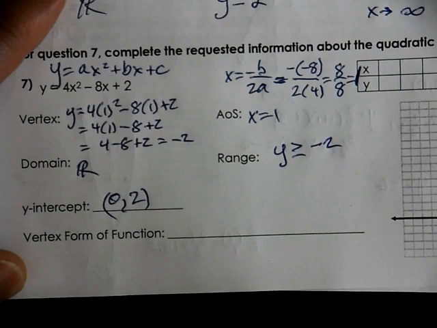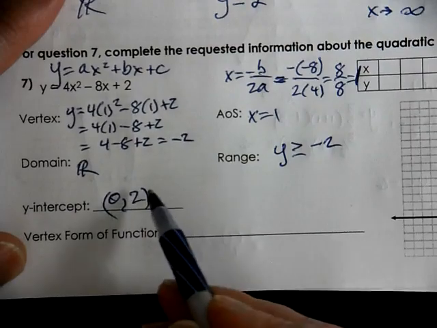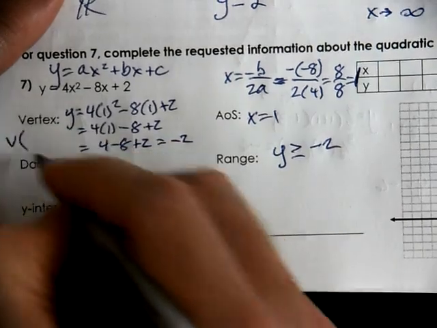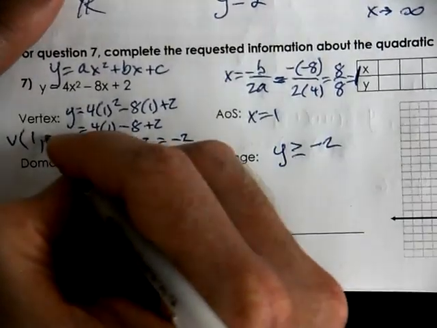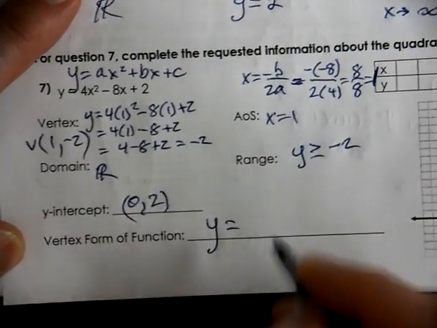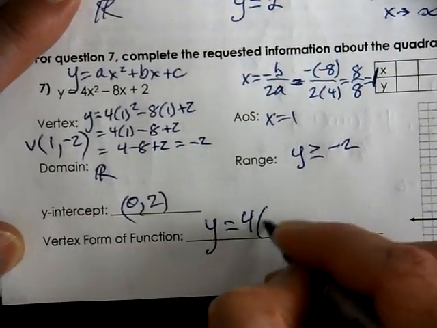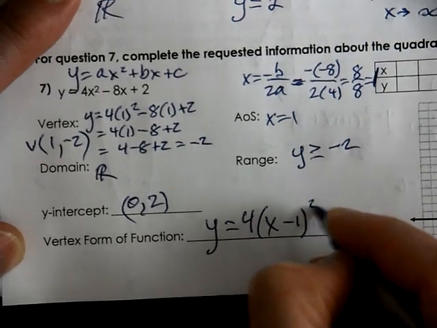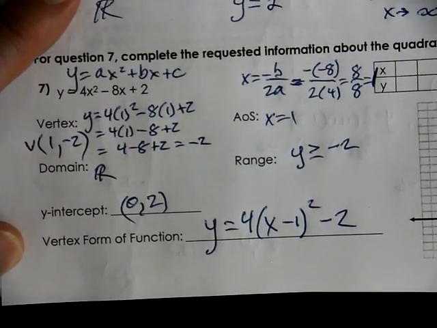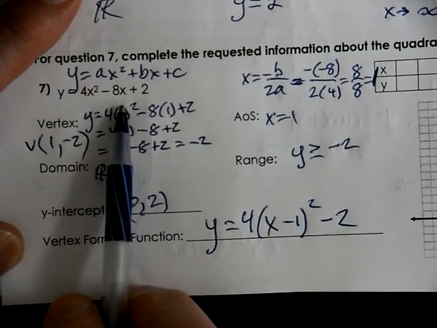And if we were to convert this into vertex form, we already know what the vertex is. We found the vertex. The line of symmetry is 1, and the -2 we calculated. So y equals an a value of 4, (x minus 1) squared minus 2.